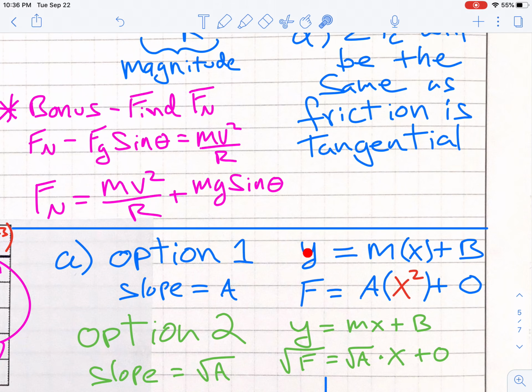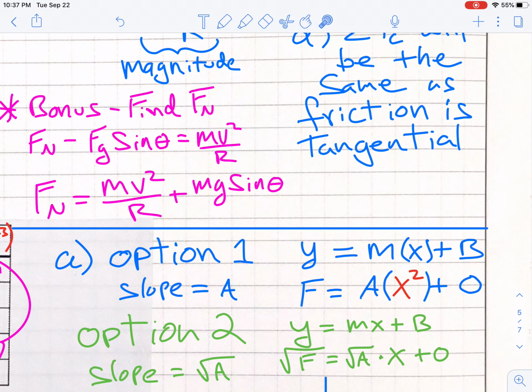Where we have the vertical axis, we'd have force. The horizontal axis would be x squared, and then a and our slope are in the same place. The other option here would be to take the square root of both sides of this. Now, when I take the square root of both sides, I'm going to get the square root of f, the square root of a, and the square root of x squared is just going to be x. And here, notice that the slope is the square root of a.